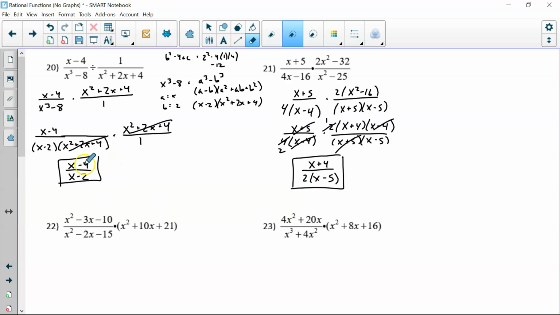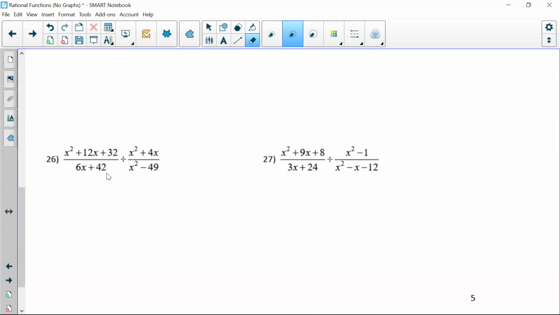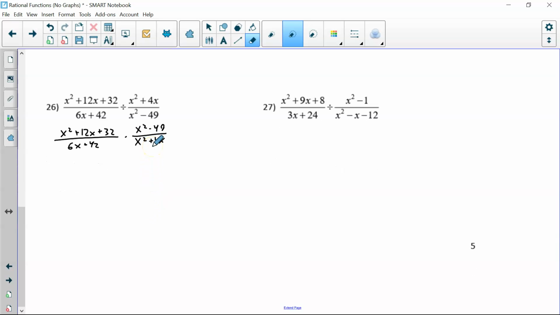All right, let's go to problem number 26 now as another practice. For 26, once again, first thing, change your division to multiplication. (x² + 12x + 32) over (6x + 42) times, now (x² - 49) on top, (x² + 4x) on the bottom. Always change it to multiplication before you do any factoring.